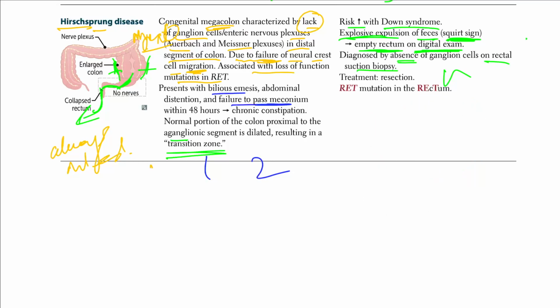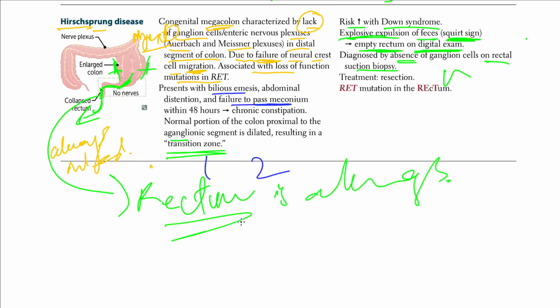Some more high yield points. So one thing is you got to know rectum is always involved. What else? There is another disease in which rectum is always involved. That is the UC, ulcerative colitis. Rectum is always involved in ulcerative colitis as well.